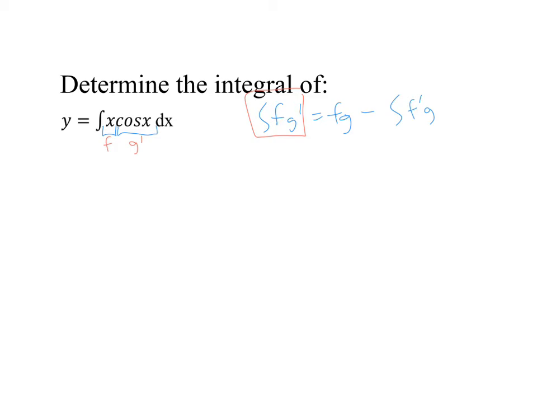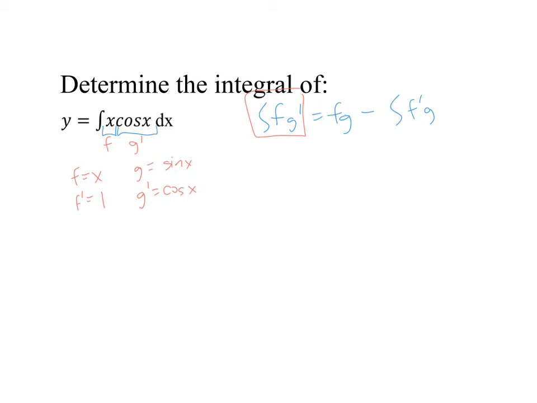If we call our f the x term, we do the derivative of that one, which would give us 1. But for the second part, we're starting with g prime as our cosine. So we would do the antiderivative to solve for g. In this case, the antiderivative of cos is sine.